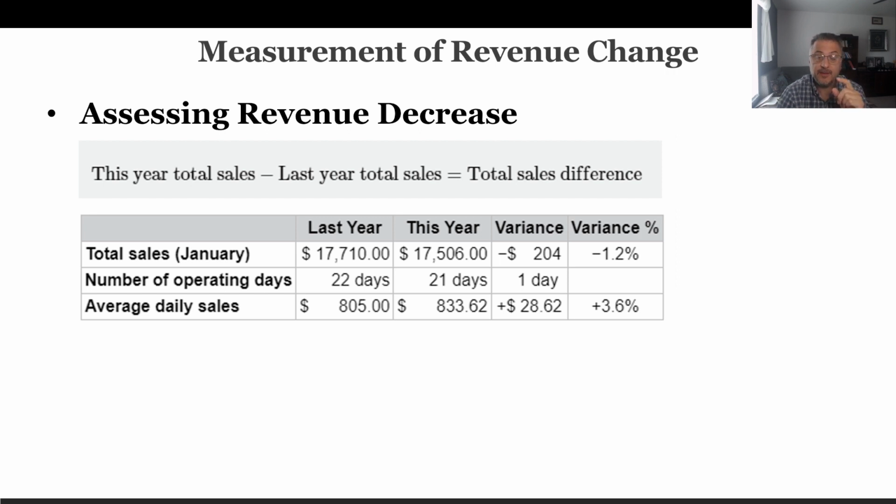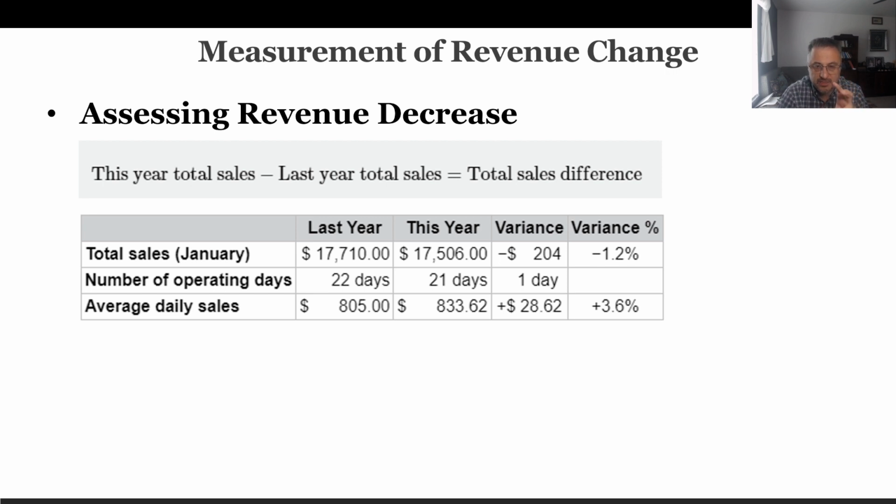However, when we consider how many days this property operated, we can see that last year they operated 22 days in January. In this example, this was a food truck in the business district, so it works only Monday to Friday. So the point is, when we incorporate the daily performance, we can see that on a day-to-day basis, this January, on average, was making 3.6% better than last January.